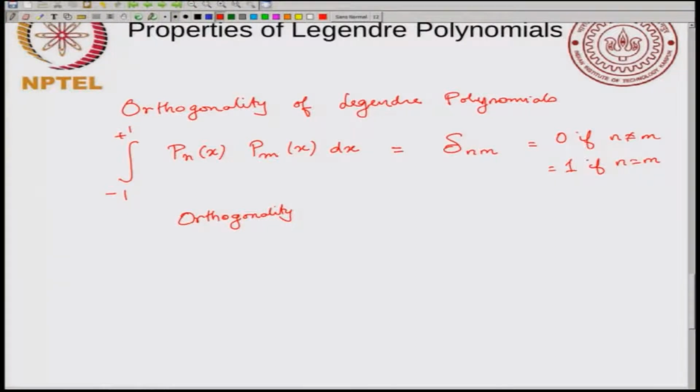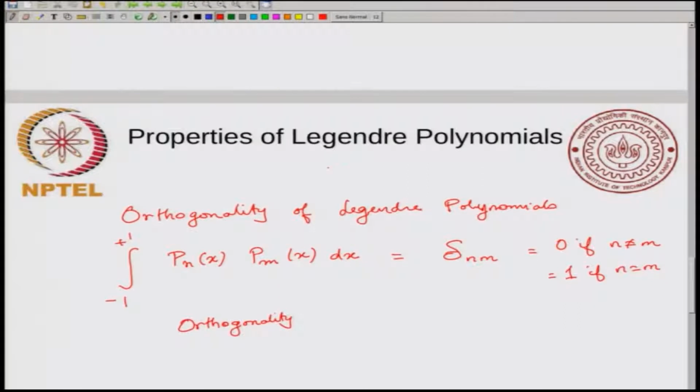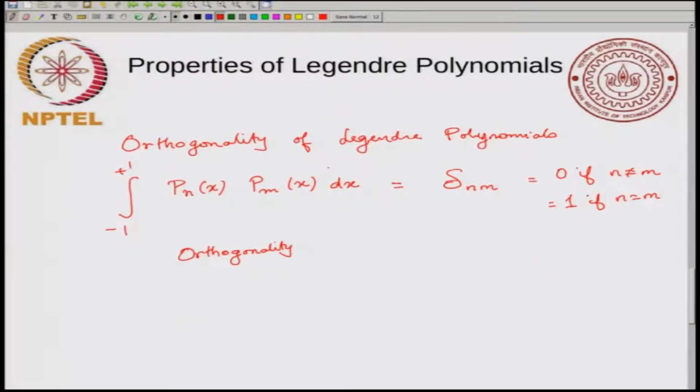Actually, there is a factor of 2. I won't write this as just a delta function yet. It is actually delta_nm multiplied by some factor. I won't mention that factor right now, but the point is that it is equal to 0 if n is not equal to m, and delta_nm is equal to 1 if n equals m. So it is some factor multiplying the delta function. It is not just the delta function.